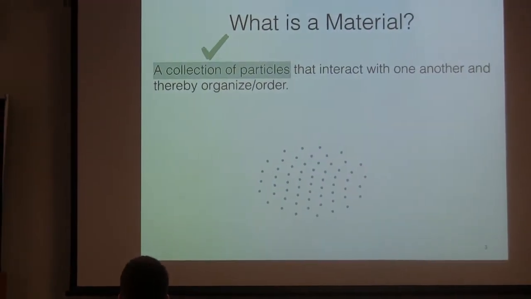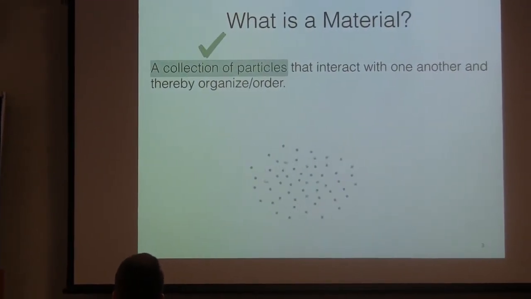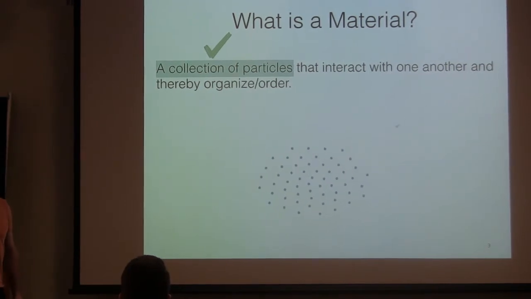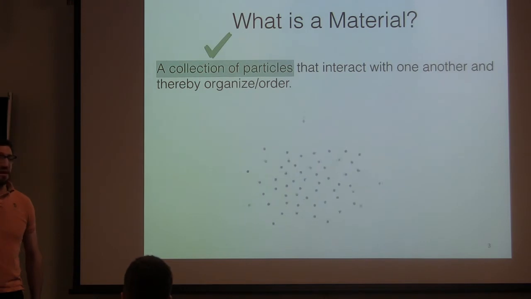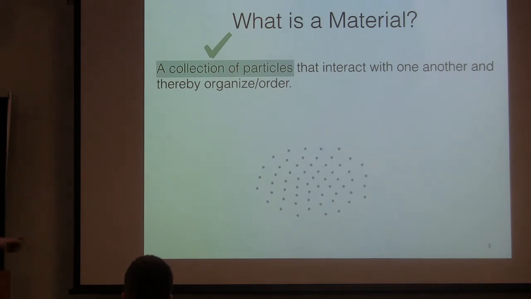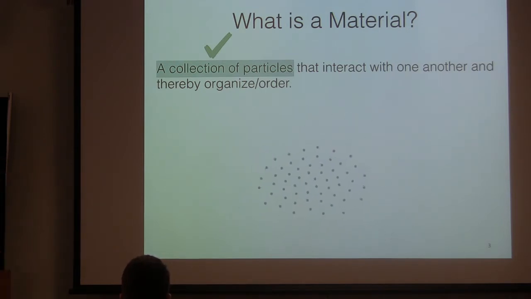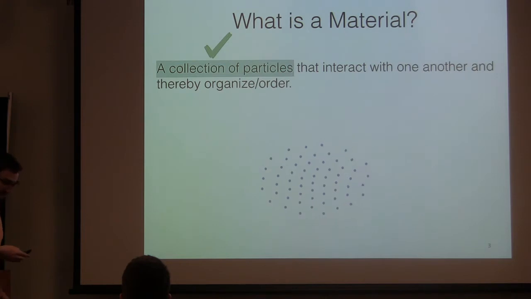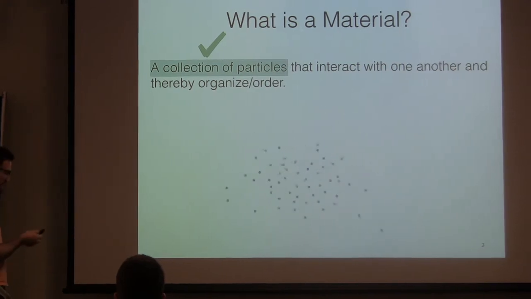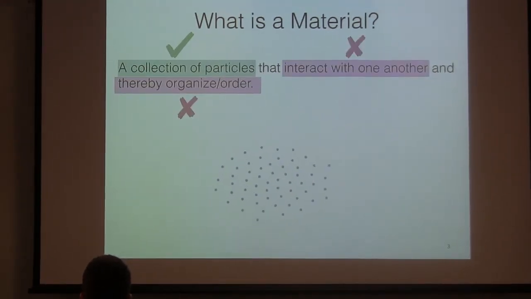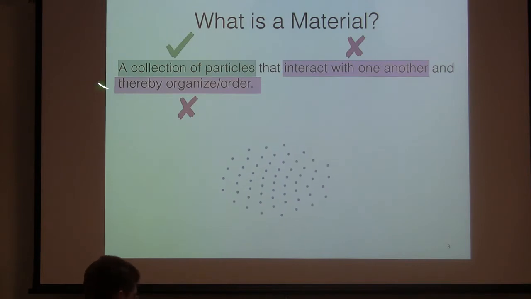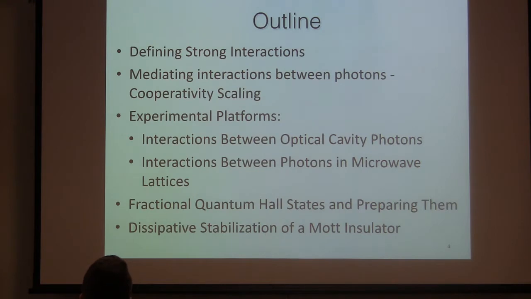So yesterday I told you in several different systems how to make photons act like particles. We talked about how to make optical photons act like particles in the continuum, and how to make microwave photons hop between lattice sites and act like particles in a lattice. What we're going to talk about today is how to make them interact with each other and order. So let's get to it.